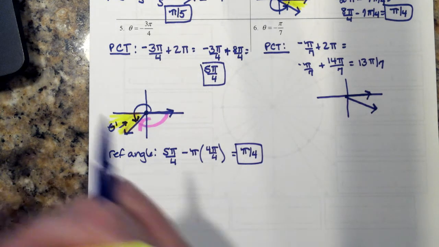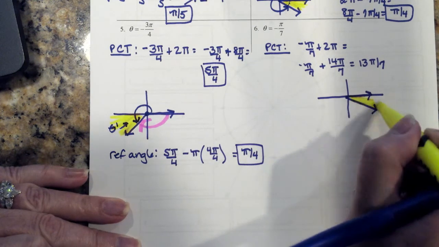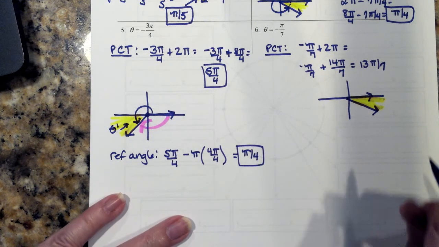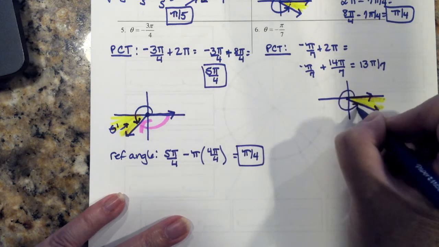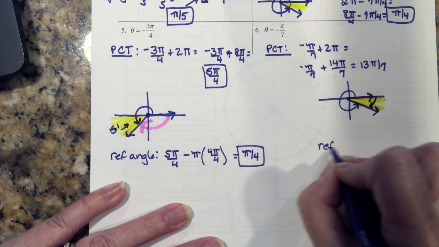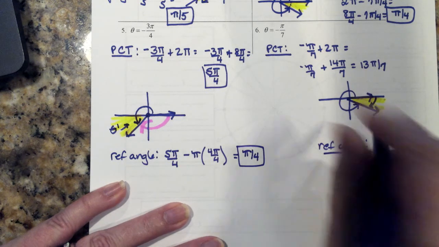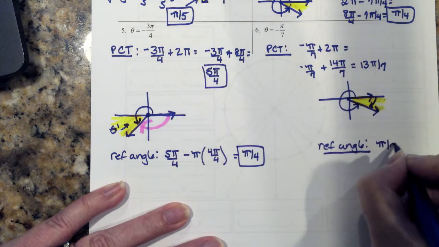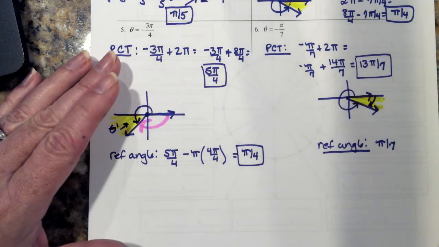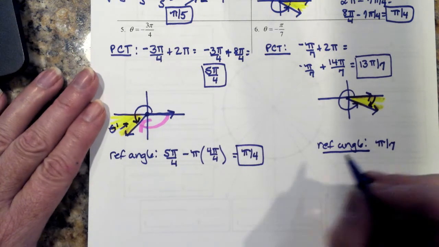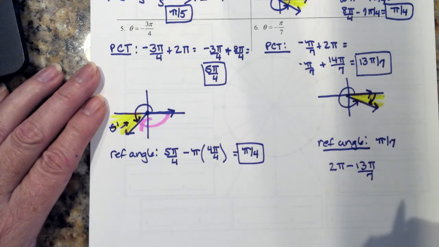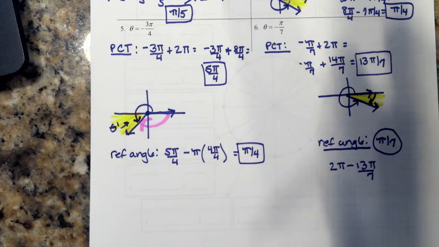My reference angle is that distance between the positive x-axis and the terminal side. Here's 13 pi over 7. Here's negative pi over 7. So some of you can probably already see that the reference angle is just the absolute value of negative pi over 7, which is pi over 7. Or, since you have your 13 pi over 7, that's your positive coterminal angle between 0 and 2 pi, you can simply take your 2 pi and subtract 13 pi over 7 from it. So there's my reference angle. So there are your reference angles.